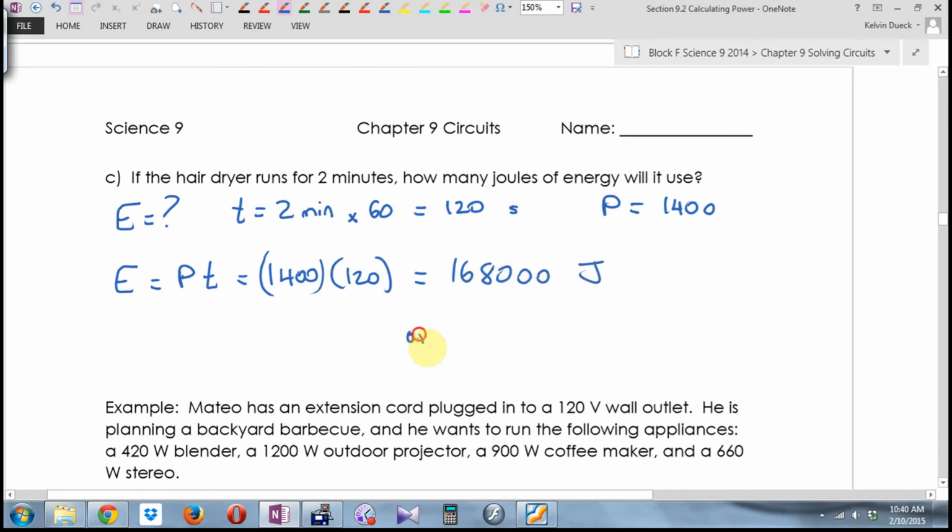Or they might say this, 168 kilojoules, because kilo is 1,000. Joules get pretty big pretty fast. Now this may seem really, really obvious, but what if you ran it for longer? Would you use more energy or less energy?